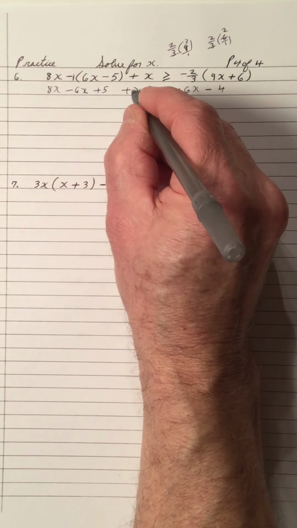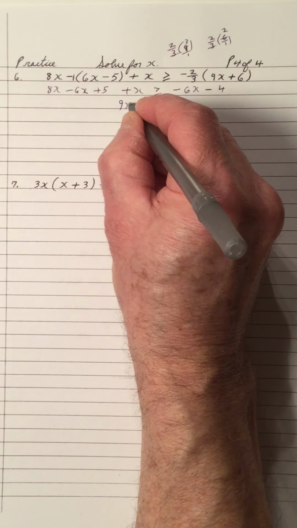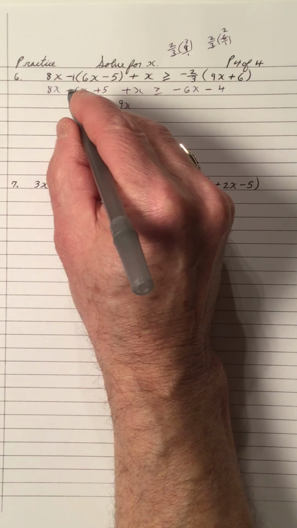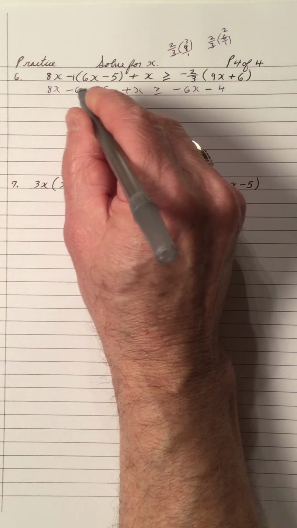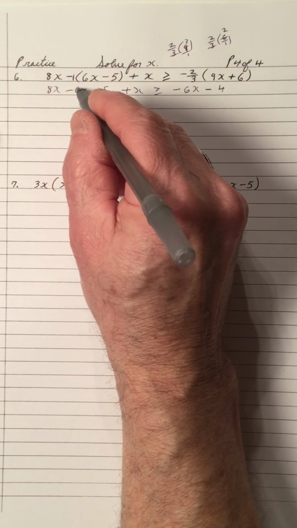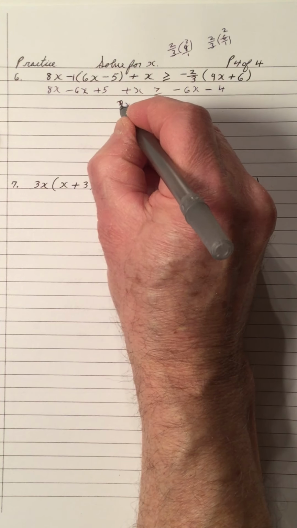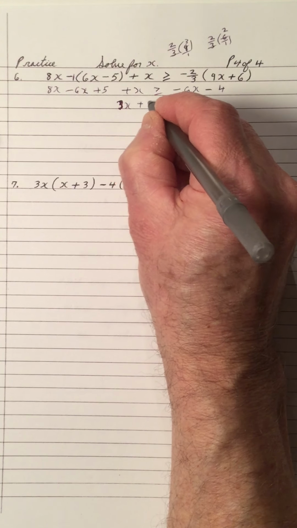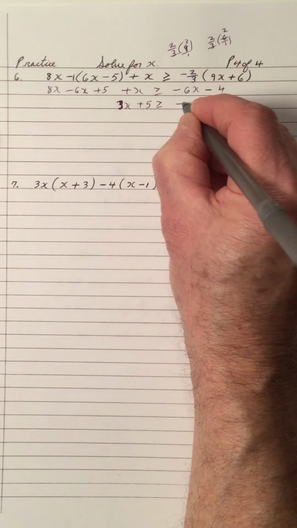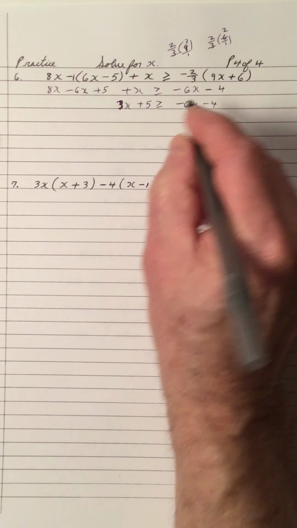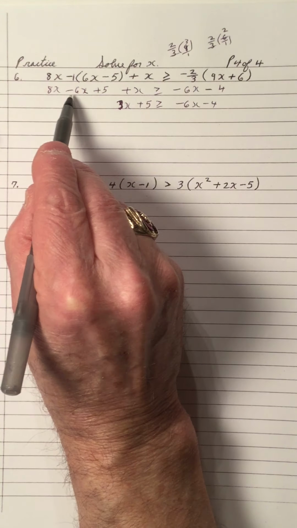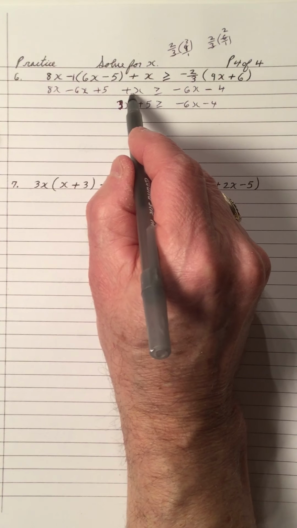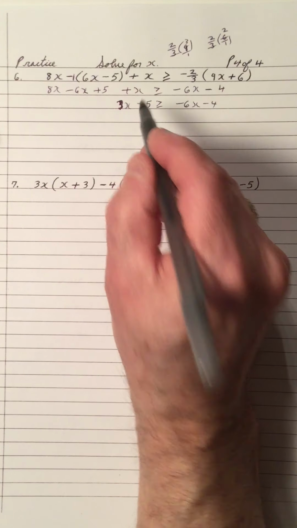So 8x plus 1x is 9x. Oh, I got a 6 here too, so I missed the 6. Got to be careful. That's a 2, so that's a 3. That's a 3x right there. Plus 5 greater than or equal to negative 6x minus 4. So again, 8 subtract 6 is 2. 2 plus 1 understood is 3, and a 5.